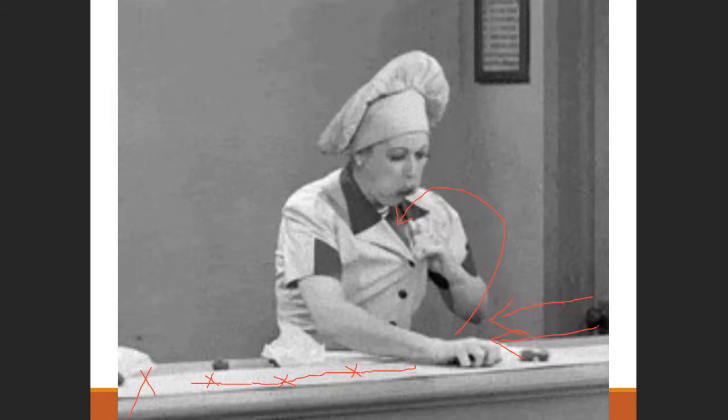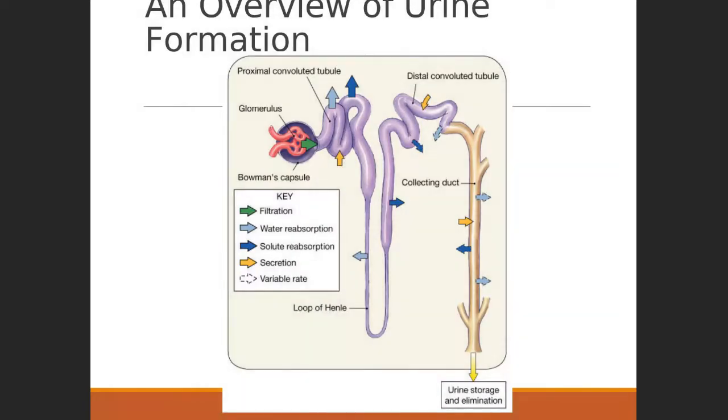So I've seen one episode. I've managed to turn it into an analogy for nephron function. Maybe I should go watch a couple more episodes, and maybe I could get more analogies out of it.